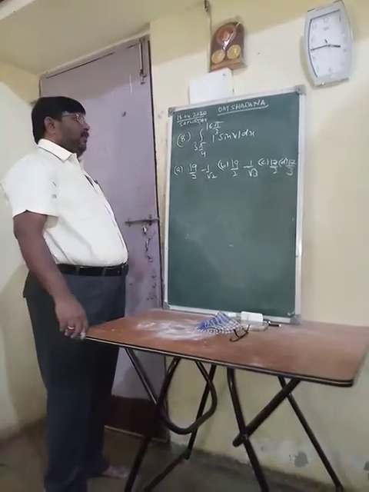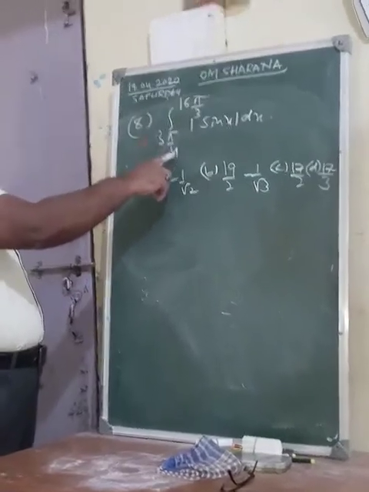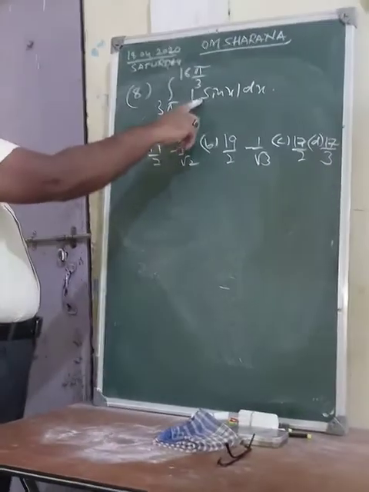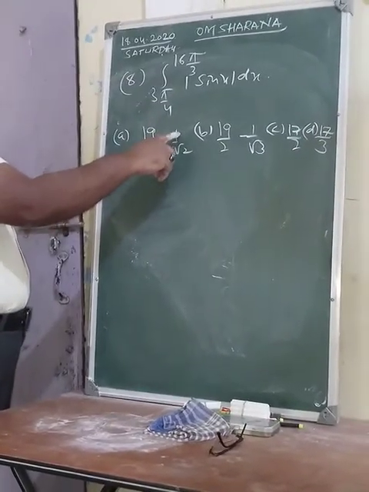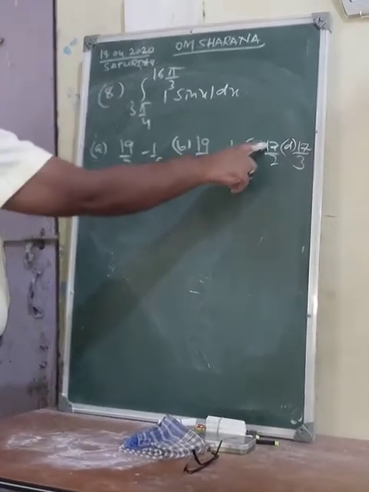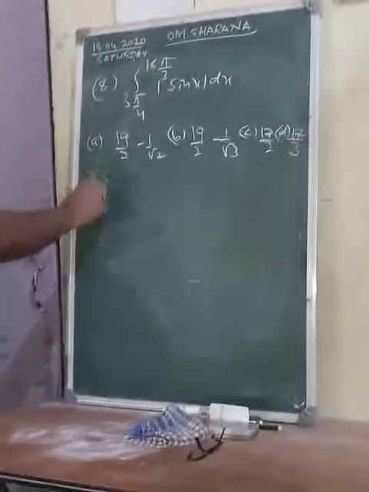So, question number 8. Integration from 3 pi by 4 to 16 pi by 3 of modulus of sin x dx. Options are 19 by 2 minus 1 by root 2, 19 by 2 minus 1 by root 3, 17 by 2, 17 by 3. Now let us see the shortcut.